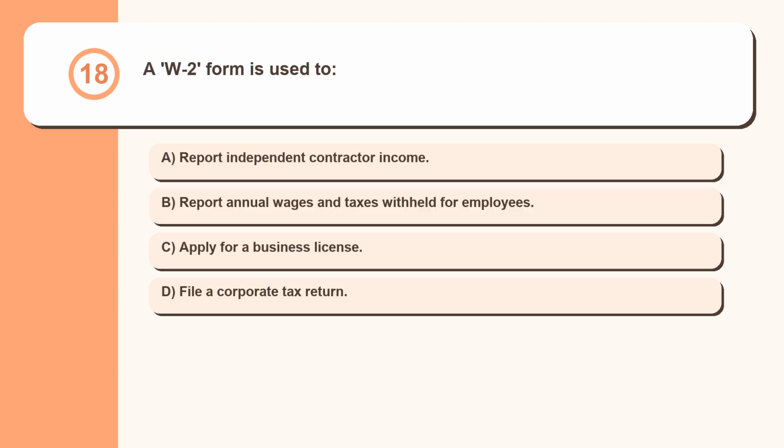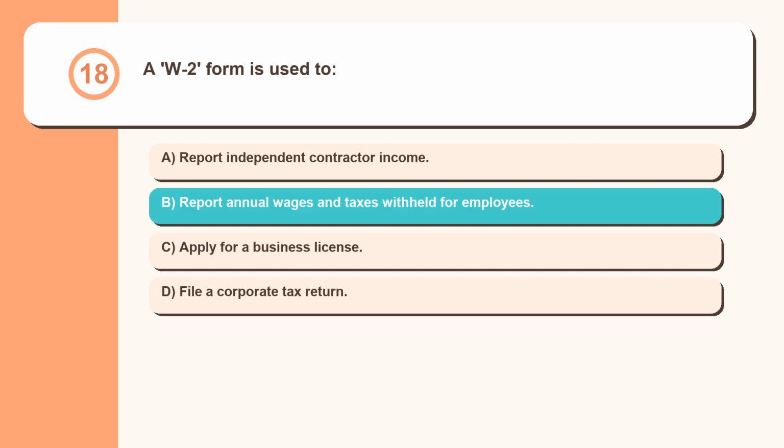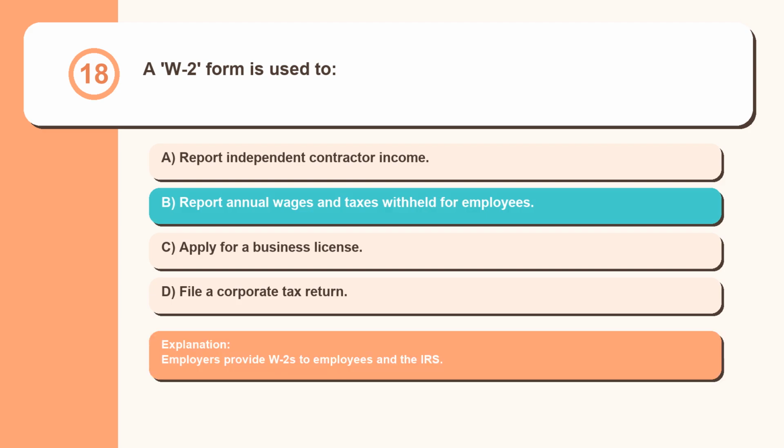Question 18. A W-2 form is used to report independent contractor income, report annual wages and taxes withheld for employees, apply for a business license, file a corporate tax return. Employers provide W-2s to employees and the IRS.